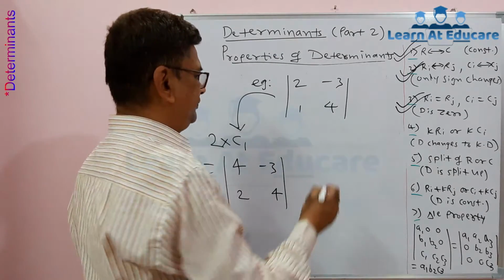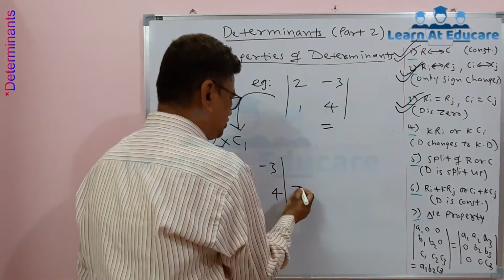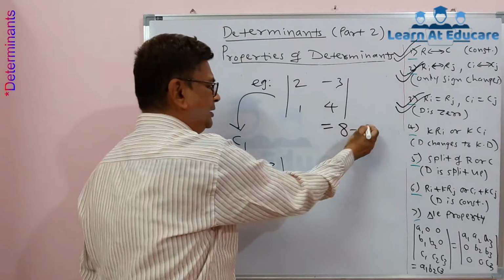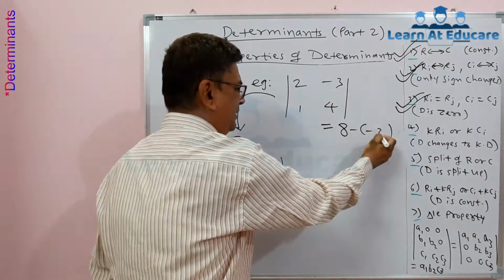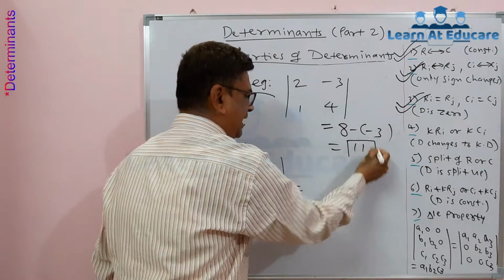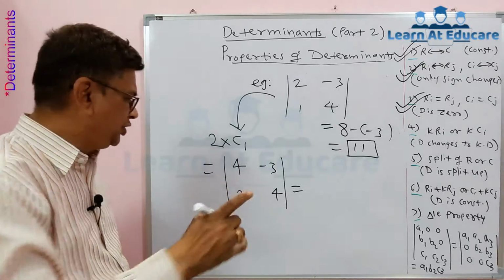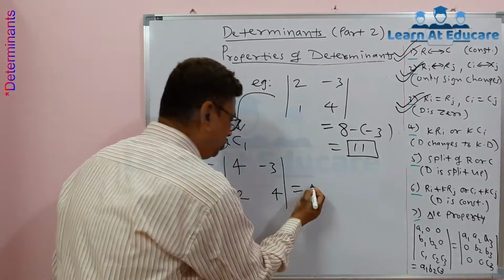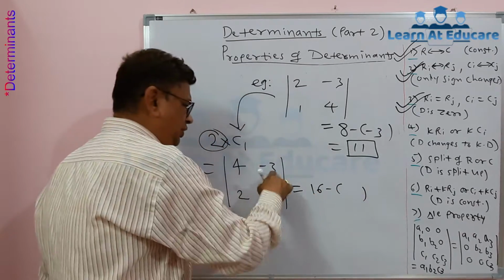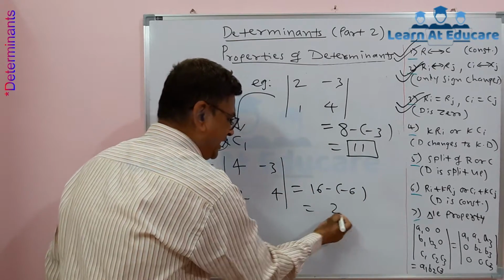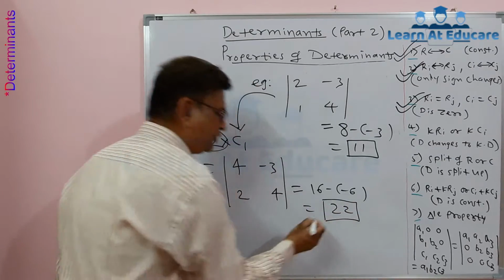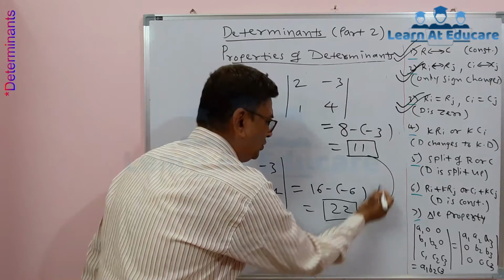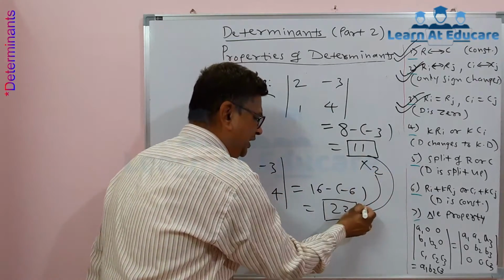Now what we do here, we try to get the values of these two determinants. The first determinant value will be 2 into 4, 8, minus 1 into minus 3, minus 3. So can you see that comes 11. Now the new determinant obtained by multiplying 2 to the first column, then we get 4 into 4, 16, minus 2 into minus 3, that is minus 6. And can you see this is what value? 22. And so it is changed to 2 times. So 11 multiplied by 2 gives 22.